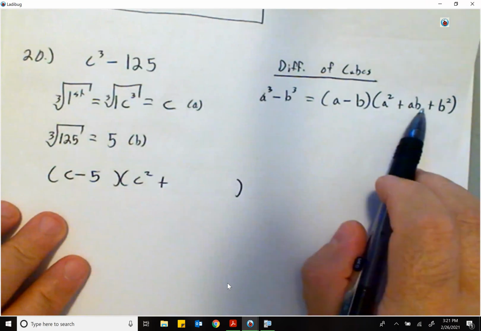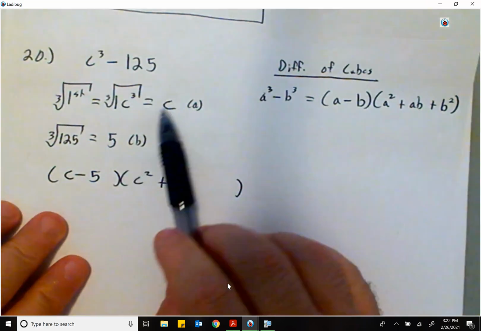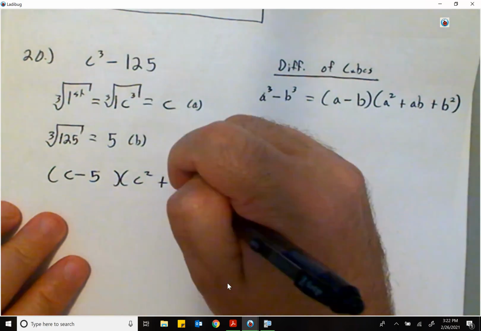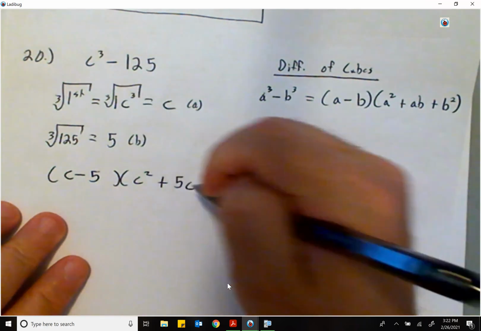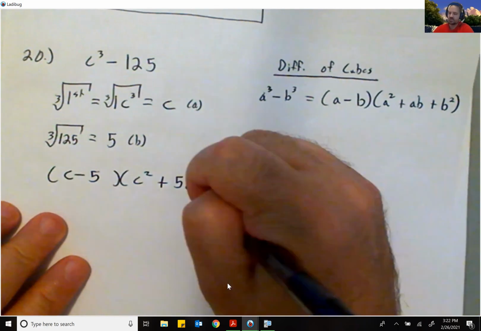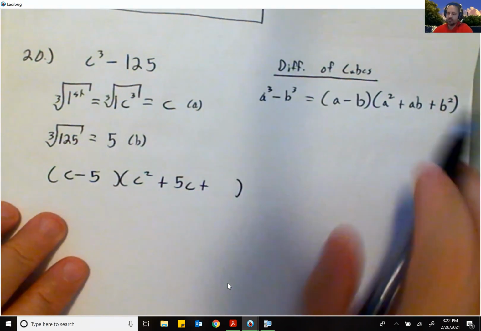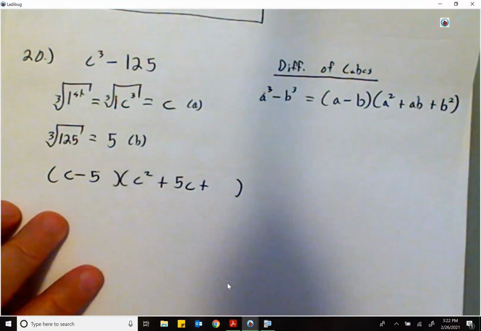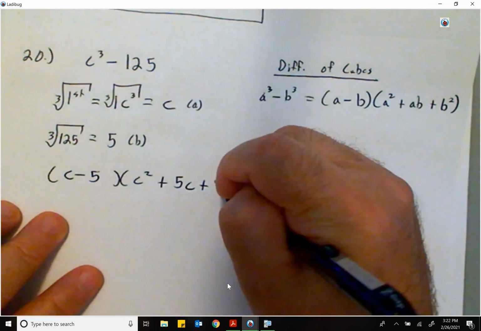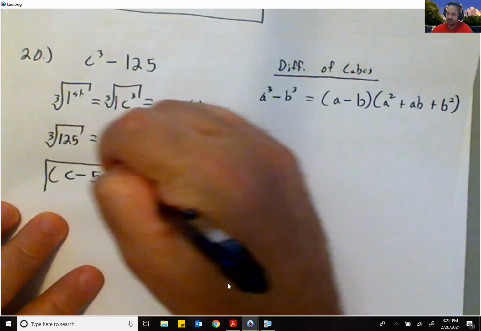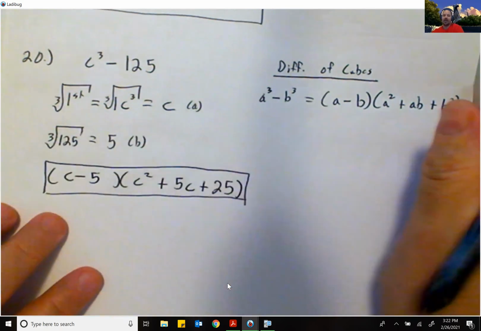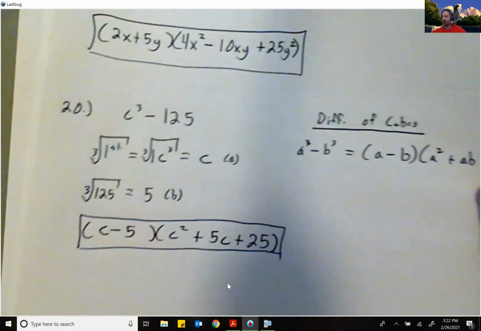Multiply the A and the B. So what do I get when I multiply these two? 5c. Plus, then it says square the B. So 5 was my B and I need to square it. And what do I get? 25. You have now factored the cubic. And that, my intermediate algebra friends, is it.